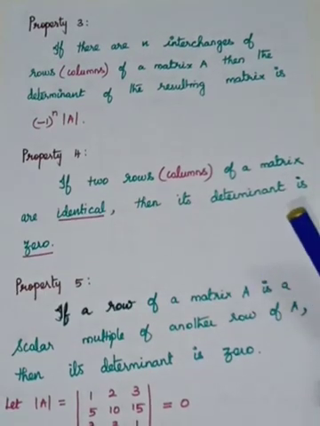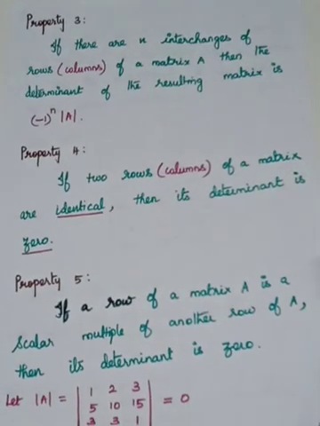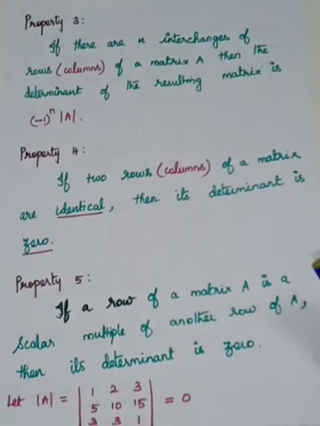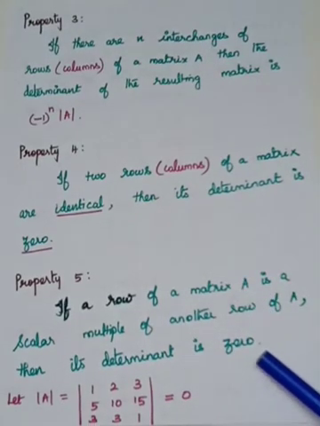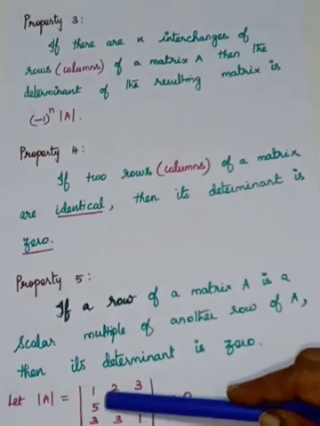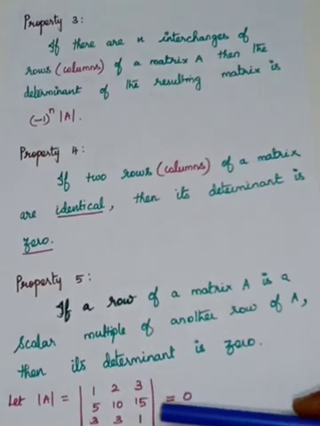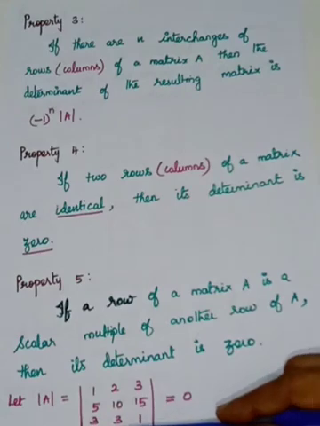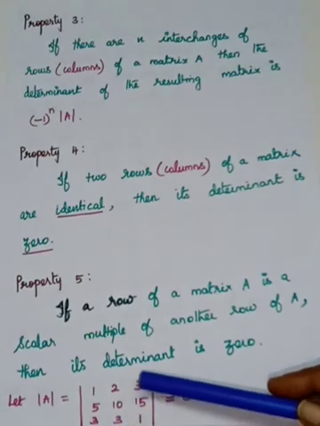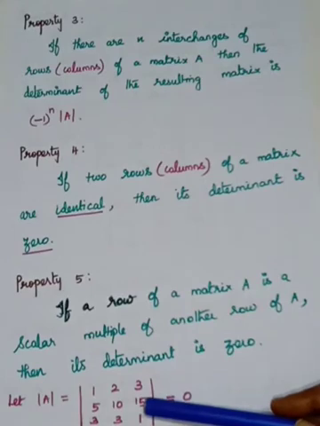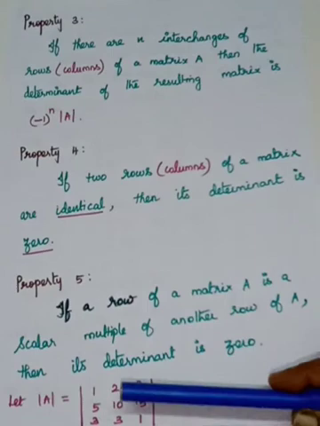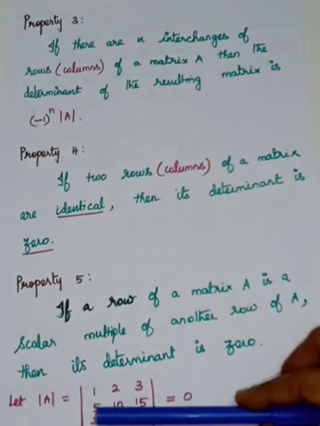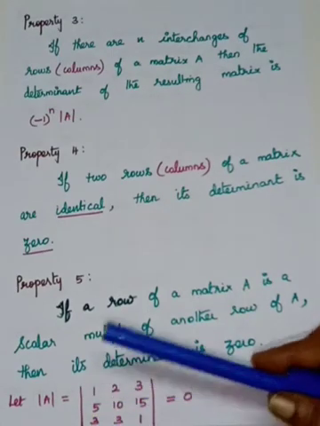If a row of a matrix A is a scalar multiple of another row of A, then the determinant is 0. So for example, look at R1: 1, 2, 3, R2 is 5, 10, 15 and R3 is 3, 3, 1. You look at the first row element and the second row element, all the elements you consider. You see the second row is a scalar multiple of the first row.